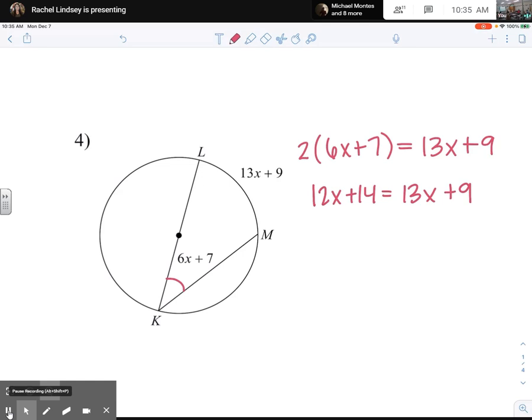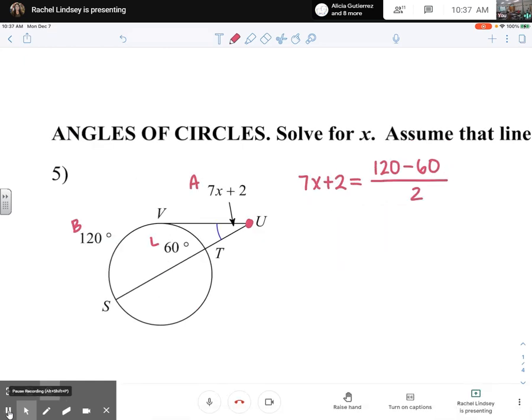Okay. So multiply that 2 through, you get 12x plus 14. Subtract 12x from both sides. 13x minus 12x gives you x. And what's 14 minus 9? 5. Guess what? x equals 5.